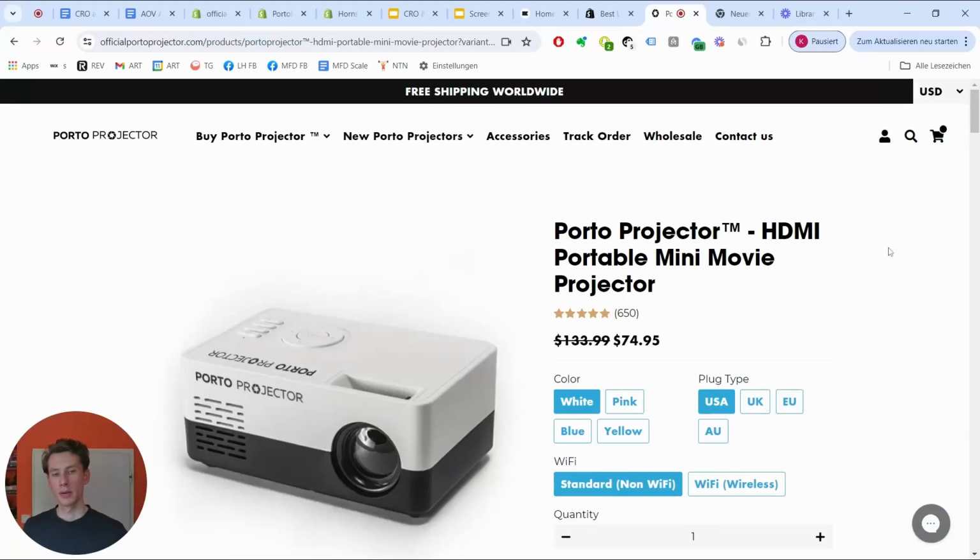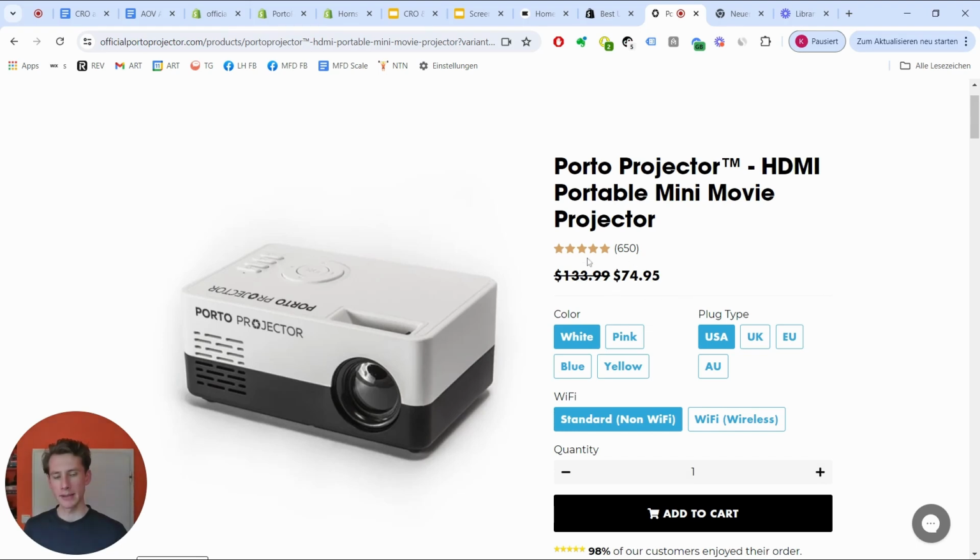Okay, another way to increase your AOV is to A/B test your price. And the challenge here is really running clean and statistically significant tests. And I'll show you exactly how we did this for this store and how you can also apply this to one of your stores.